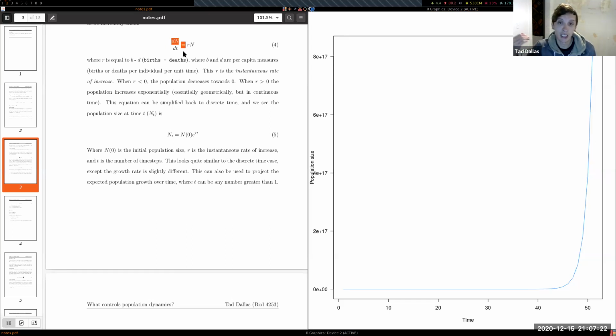This can happen in the case of extinction. So when I said, what if we had 0 individuals in a population? That's extinction. You're going to have 0 individuals moving forward, barring any immigration from a neighboring patch.